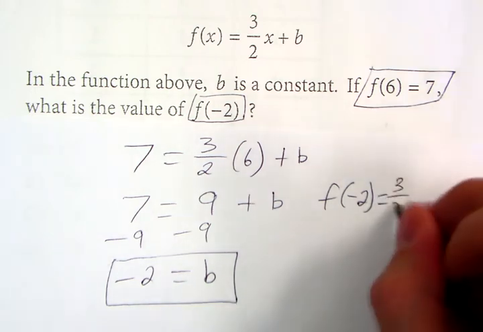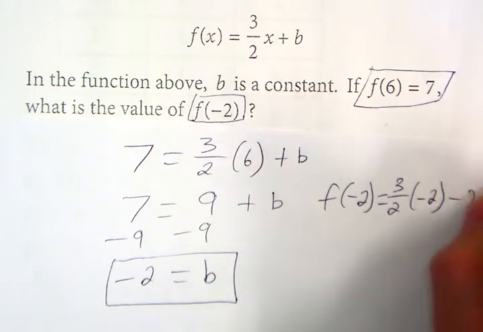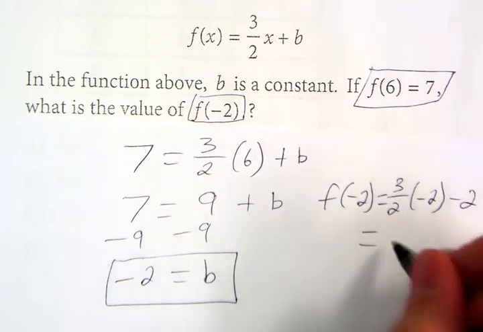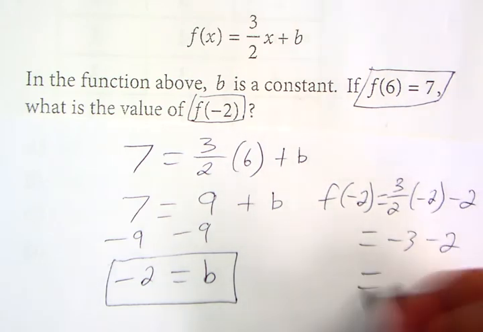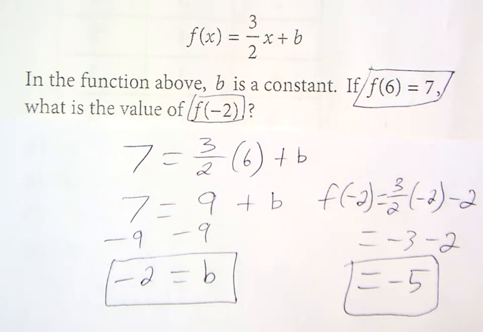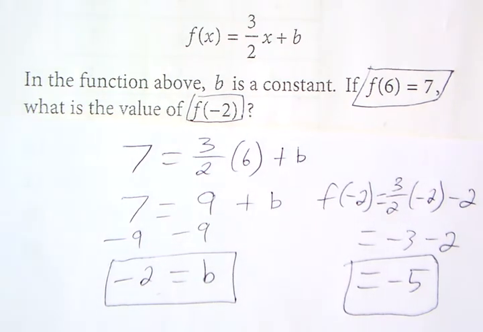So 3 over 2 times negative 2 minus 2. Or in other words, negative 3 minus 2, which gives us a negative 5, and that's your final answer. Again, we see that negative 2 is one of your answer choices, but that's not the final answer. That's what b is equal to, not the value of f of negative 2.